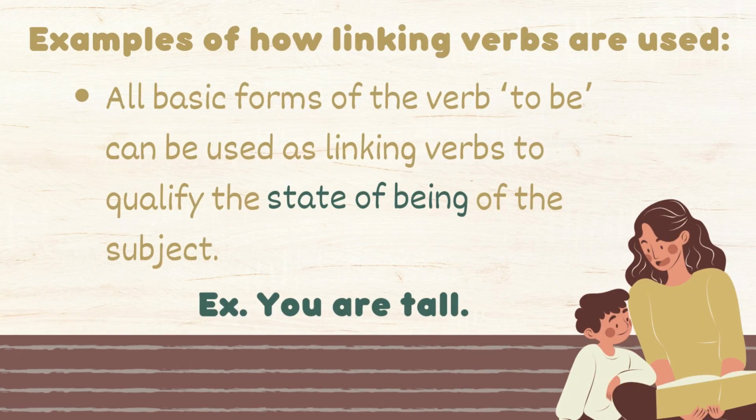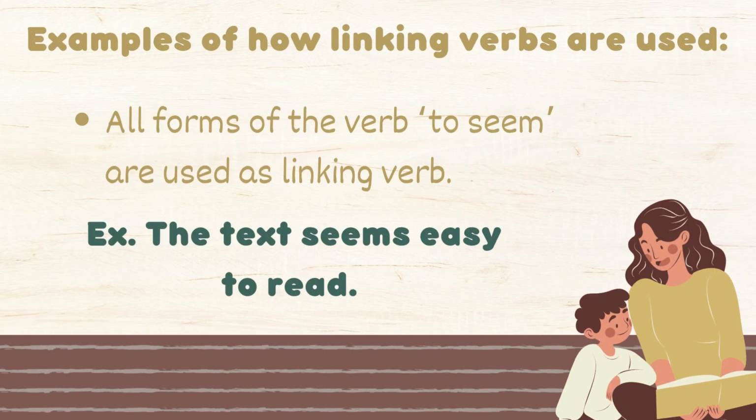Here are examples of how linking verbs are used. All basic forms of the verb to be, like is, are, was, were, can be used as linking verbs to qualify the state of being of the subject. For example, you are tall. This is a state of being. It will not change.